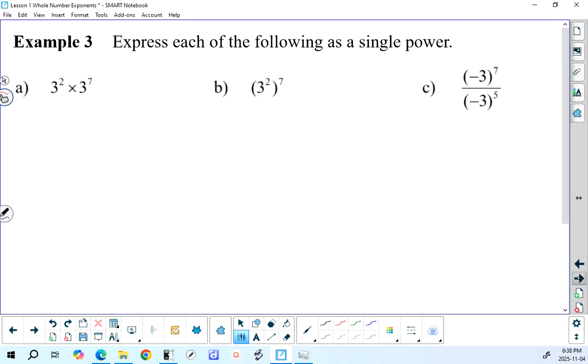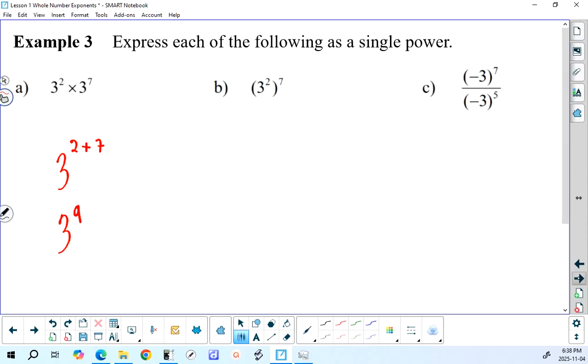3 squared times 3 to the 7. We're not asked in this question, number 3, to evaluate these. I don't want to know what this is equal to. I want to express it as a single power. And it's going to be 3 raised to the 9 because when the bases are the same, you add the exponents. So this is equal to 3 to the 9.